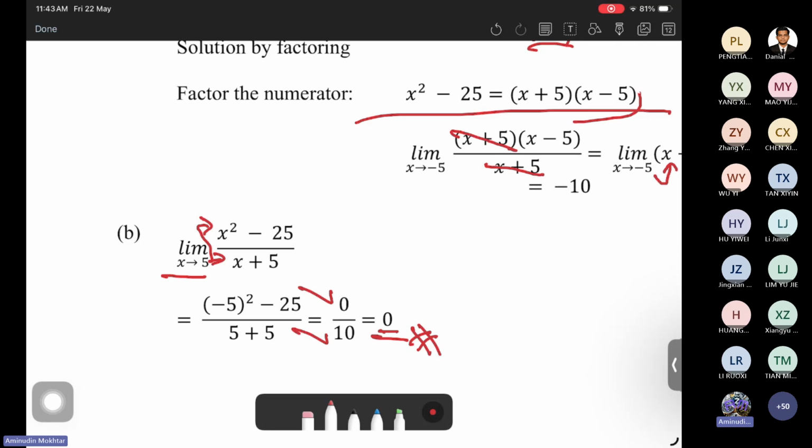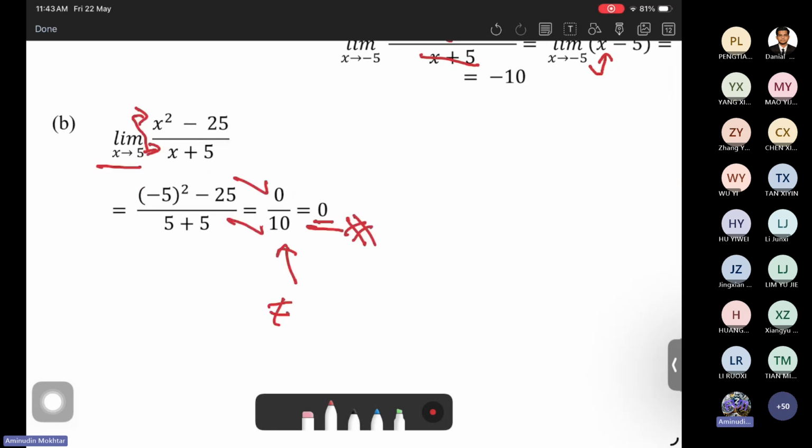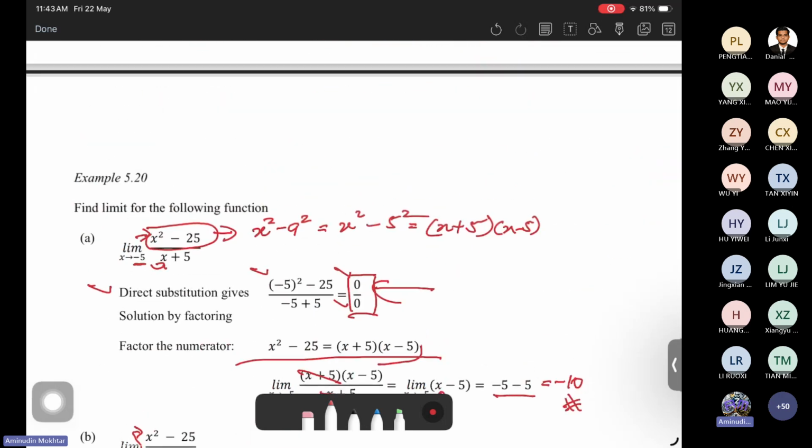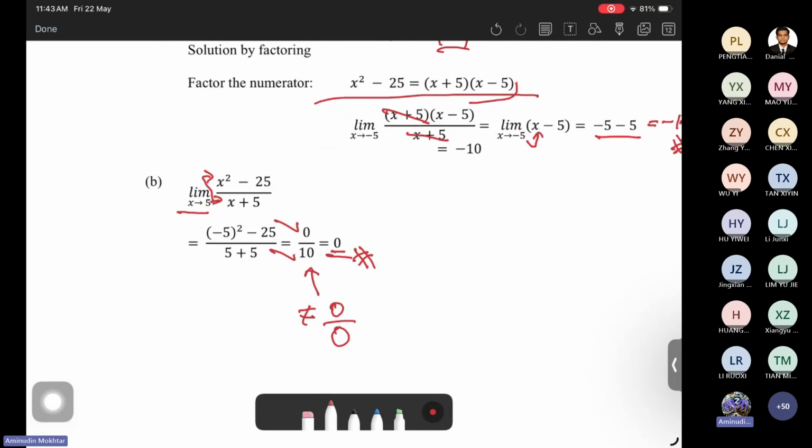So in other words, it is not necessary for us to factorize the equation, because this form is not 0 divided by 0. This example is just to remind you that we need to factorize the equation when we get the form 0 divided by 0. For example B, the form is not 0 divided by 0. The form is 0 divided by 10. So we can get the answer. The answer is 0, so no need to factorize the equation. That is the answer. We can stop here.